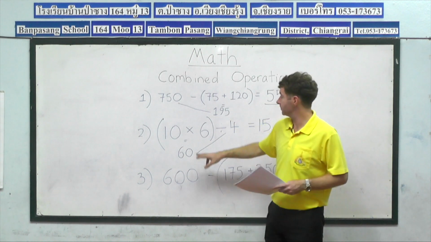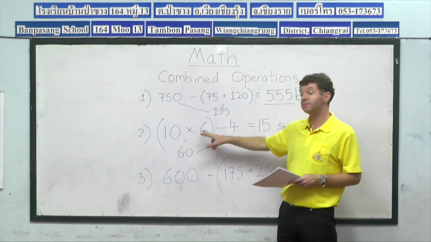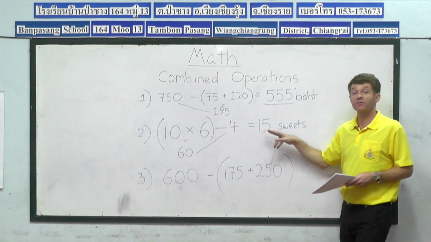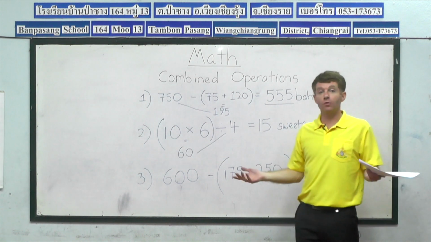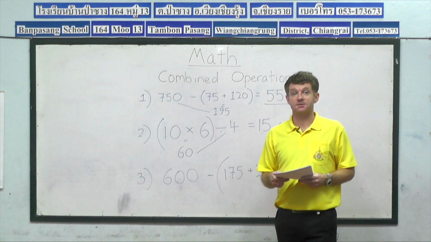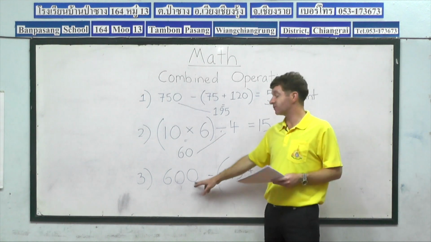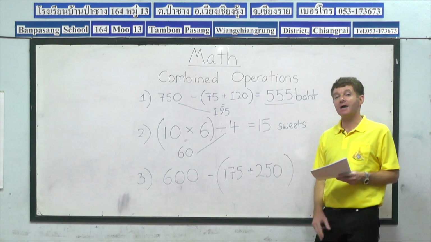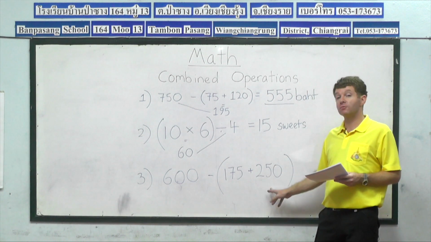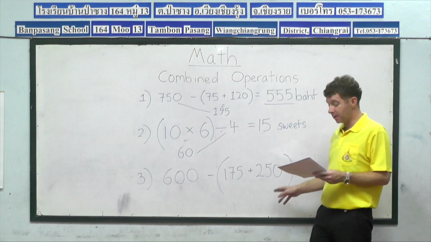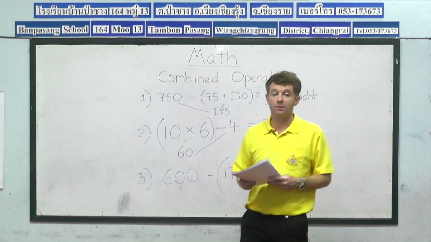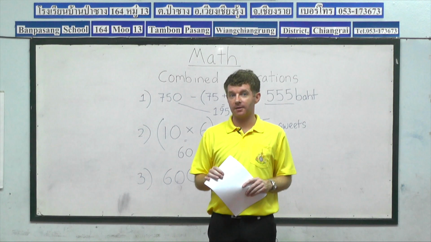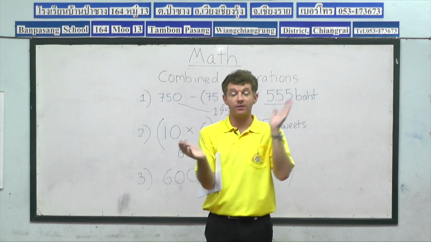And then number 2, 10 times 6 divided by 4 equals 15. So each student receives 15 sweets. And then number 3, 600 minus 175 plus 250 equals 175 baht. That's how much Ultra has at the end of his shopping. And my students here all did a great job, so well done, guys.